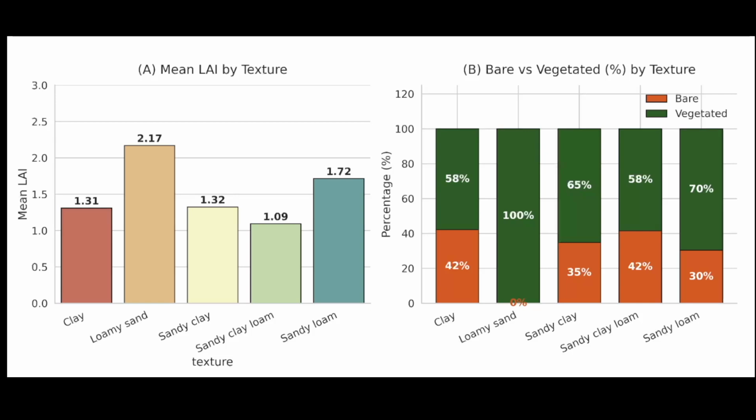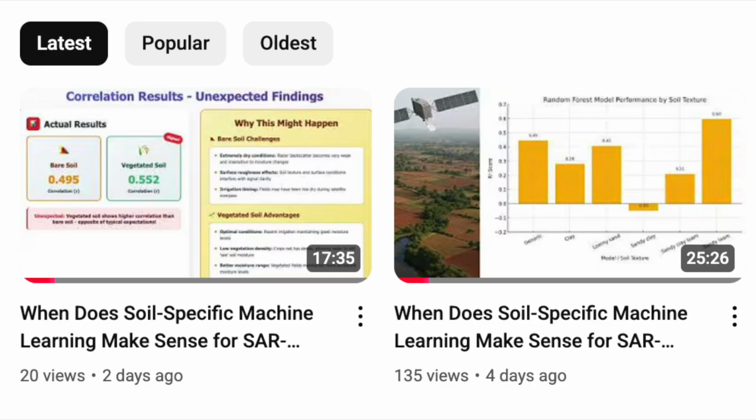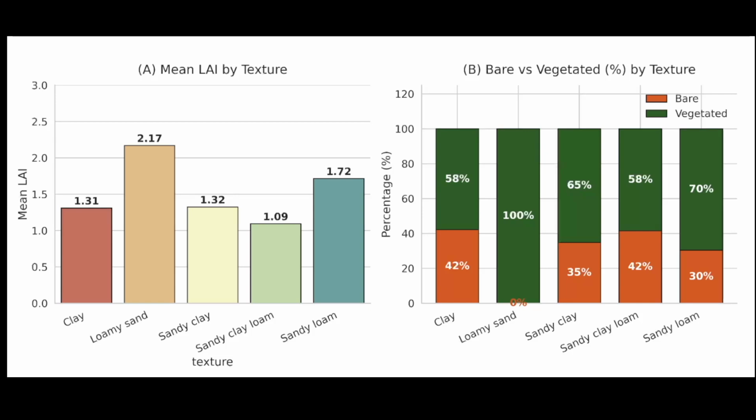From this figure, loamy sand is fully vegetated, and Sandy Loam is 70% vegetated. This was covered in detail in part 2, so you can revisit that segment to see. So with that ruled out, next we will see if Sandy Loam's own backscatter moisture relationship shows any difference between bare and vegetation samples.